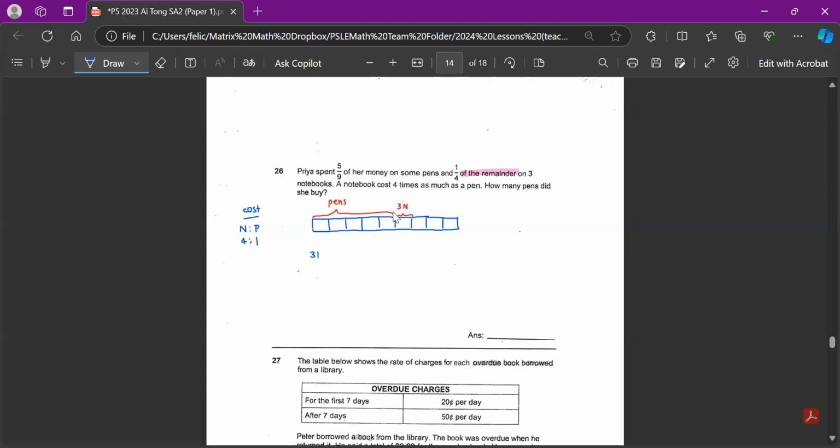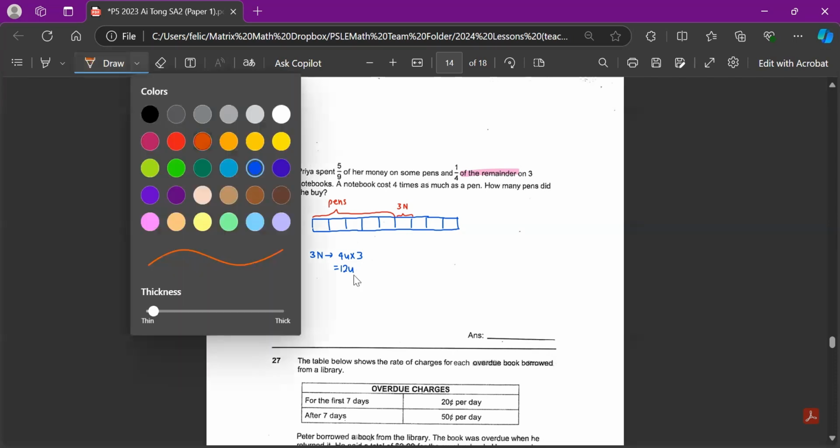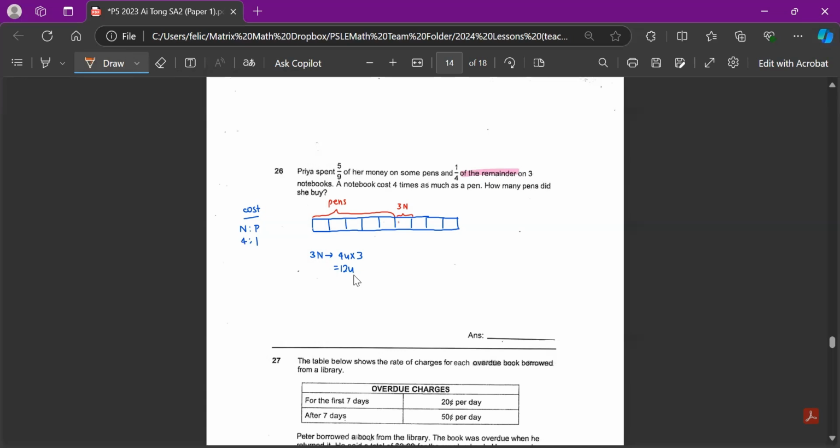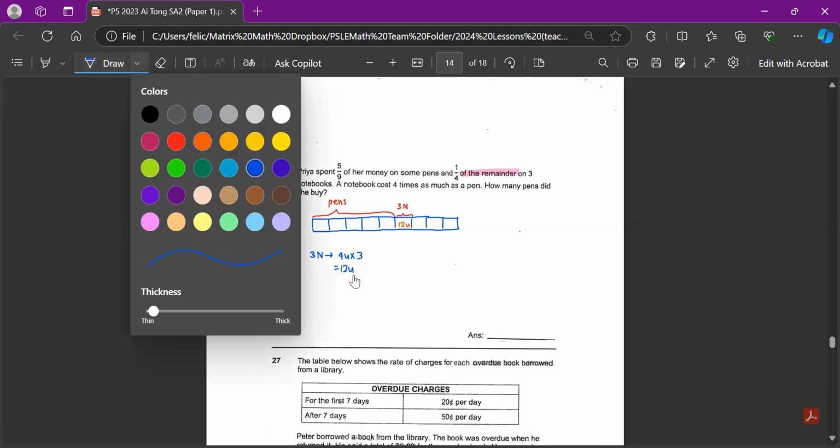Simply for 3 notebooks, the cost will be 4U times 3. I put U there to remind myself this unit is the money unit. So you should do the same. Put down U so that it reminds you this is the money. Now you found out that 12U is actually this one in this model here. Every model block is now 12 units worth of money.